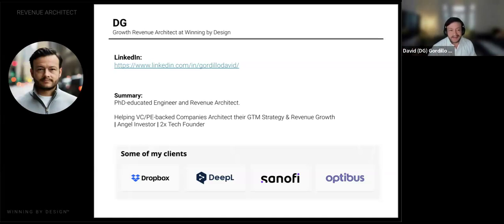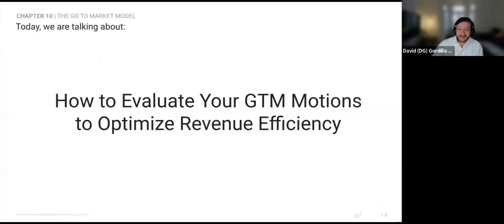And today, as I said, we're going to be talking about something that is close to my heart. I really like this model because the first time that I heard about it, it really clicked in my mind how logical it is, but also how useful it is for us to be able to structure a go-to-market strategy.